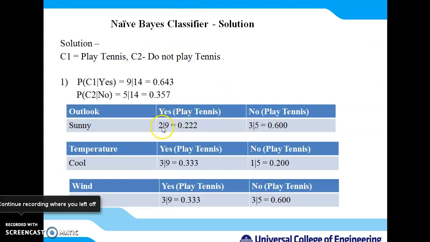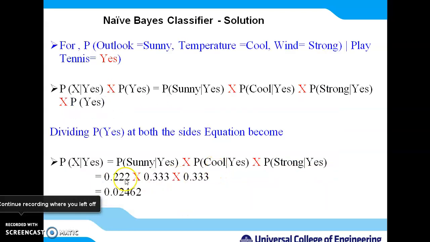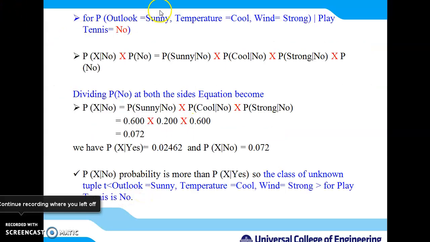So the probability of sunny given yes is 2 by 9, cool given yes is 3 by 9, and strong given yes is 3 by 9. So we take 0.222 times 0.333 times 0.333, and we get the value 0.02462. Now similarly, find the probability for the unseen tuple outlook sunny, temperature cool, wind strong, for the decision no.